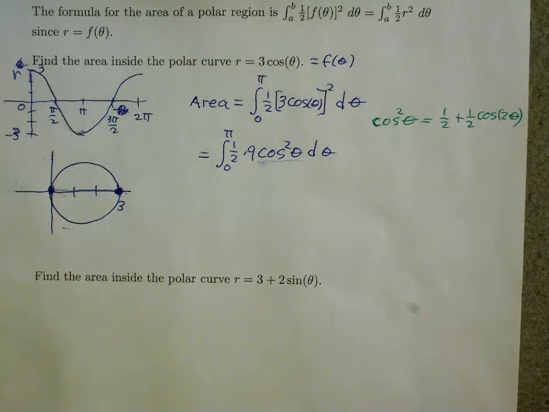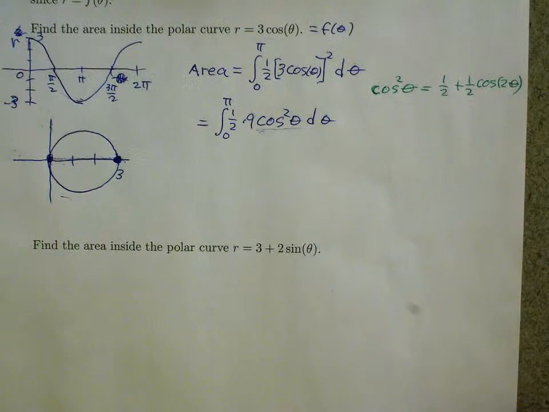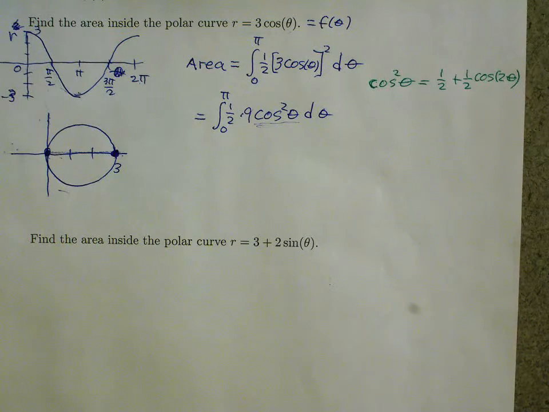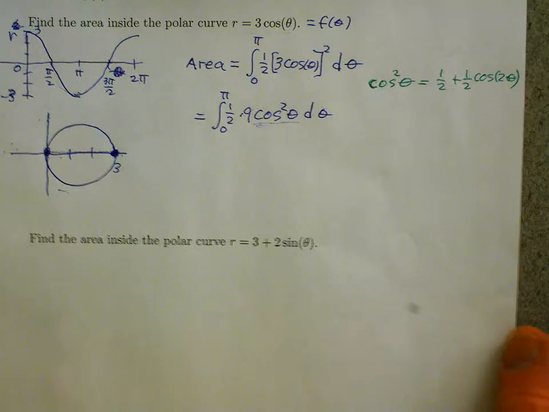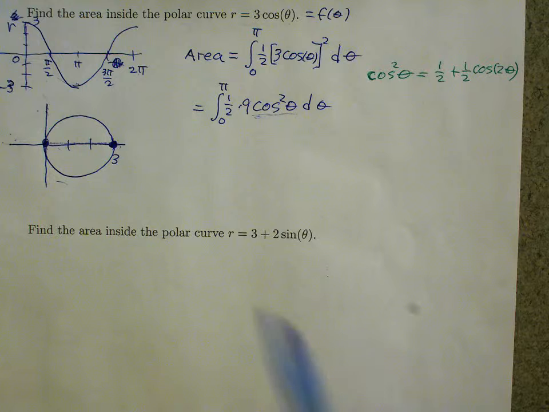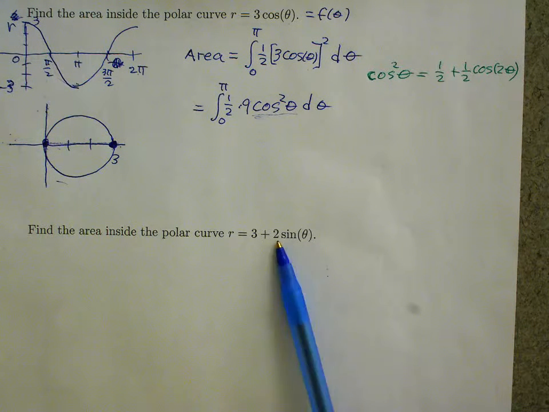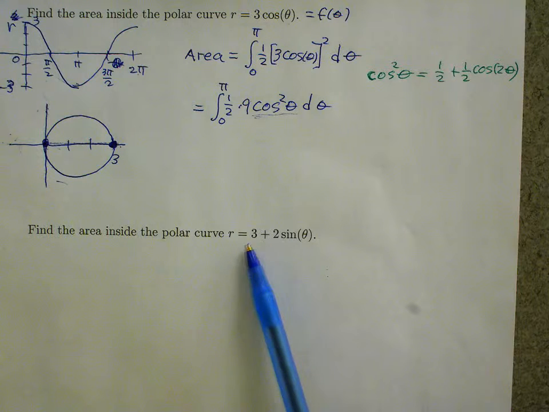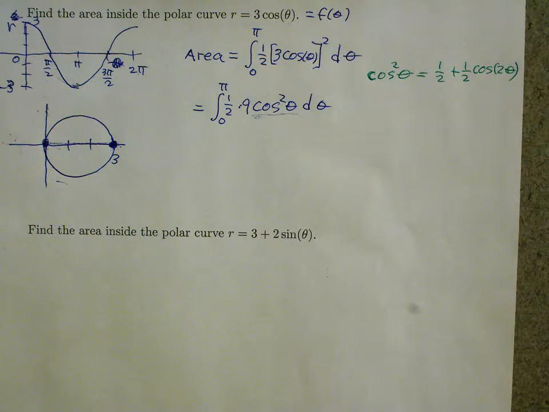Okay, let's set up the next problem. Find the area inside the polar curve r equals 3 plus 2 times sine of theta. Well, we know that we're going to square this, multiply it by 1/2, and compute a definite integral. But what will the limits of the integral be? That's the question we have to answer before we go about trying to find the area that's inside the polar curve.